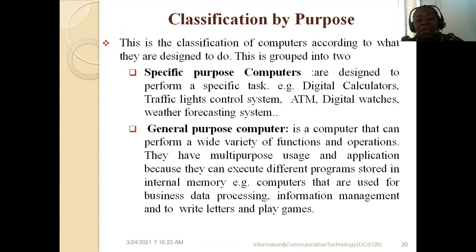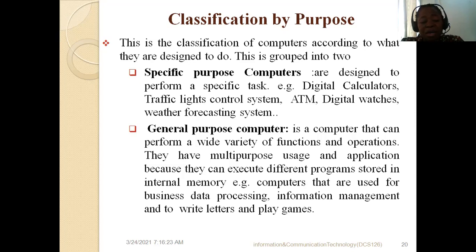So there are specific purpose computers, which are designed to perform a specific task. It doesn't do anything outside that specific task it is designed to perform. Examples are the digital calculator, traffic light control system, which you see on the road. No matter how many years the traffic light control system stands on the highway, it will not do anything else than just control traffic. Another example is ATM, digital watches, weather forecasting system.